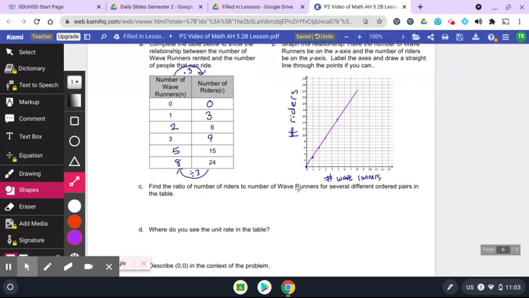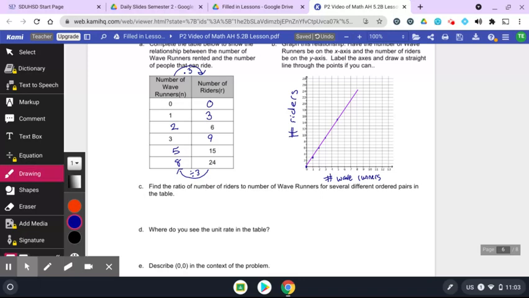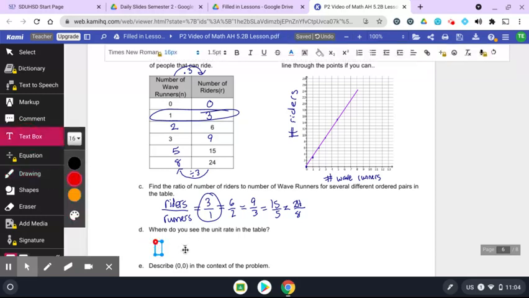Find the ratio of number of Wave Runners for several distinct points. Okay, so let's do it. We have to put the riders on top. Riders to runners. So if we look, 3 over 1 is the same as 6 over 2 is the same as 9 over 3 is the same as 15 over 5 is the same as 24 over 8. So right here, our reduced one is where we see the unit rate. So when the independent value is 1.